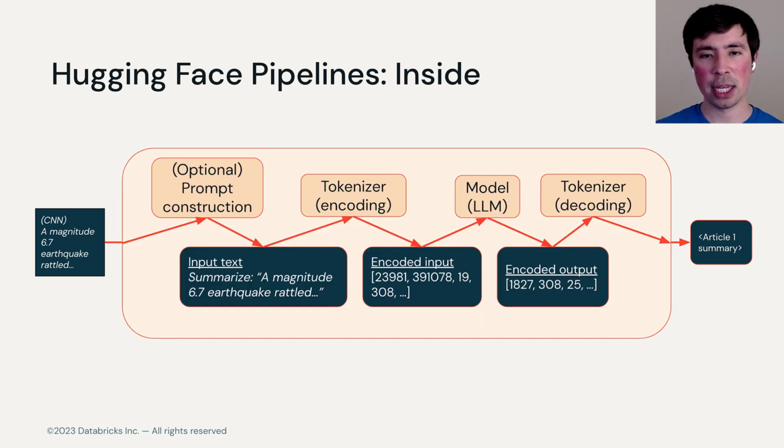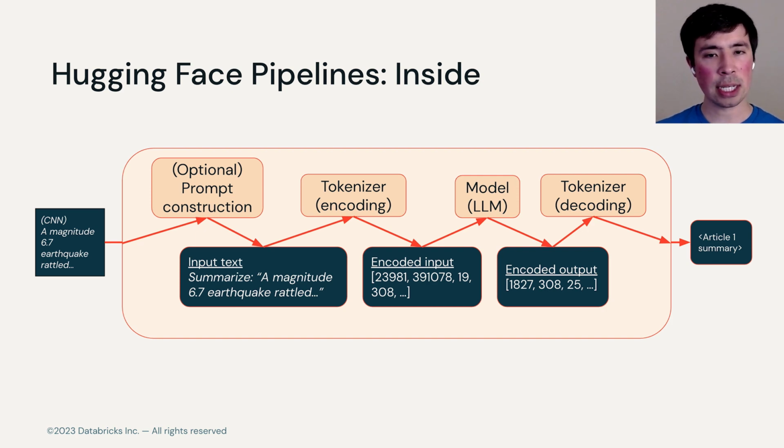So let's open up the pipeline. Here are common components it might have. That raw input might go through something called prompt construction. We'll talk more about prompts a little later in the module. For now, just know that some LLMs, not all, require further instructions beyond the raw user input. For summarization, it might be as simple as prepending "summarize:" to that article.